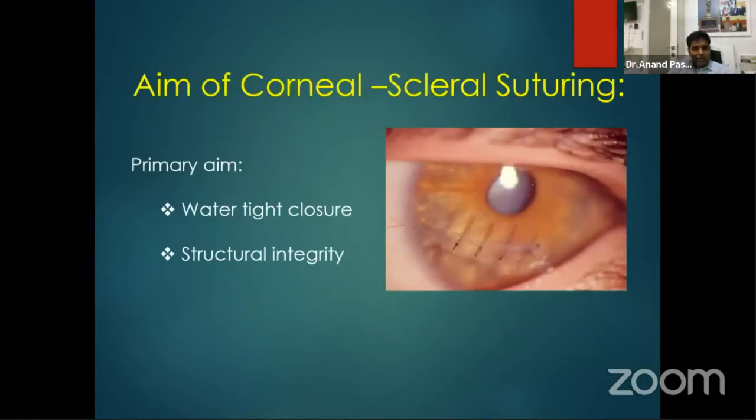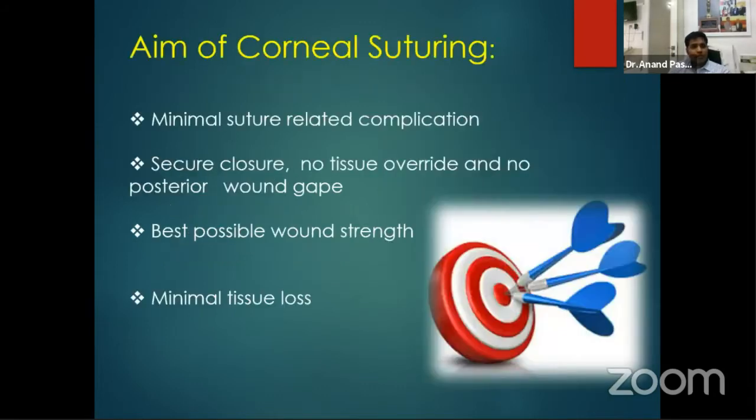Ocular trauma is one of the common corneal emergencies which we come across, and our aim of corneal scleral tear suturing is to have a watertight closure so as to achieve the structural integrity of the wound. What are the primary aims of corneal suturing? There should be minimal suture related complications so as to secure closure, no tissue override, and no posterior wound creep, so as to achieve the best possible wound strength with minimal tissue loss.